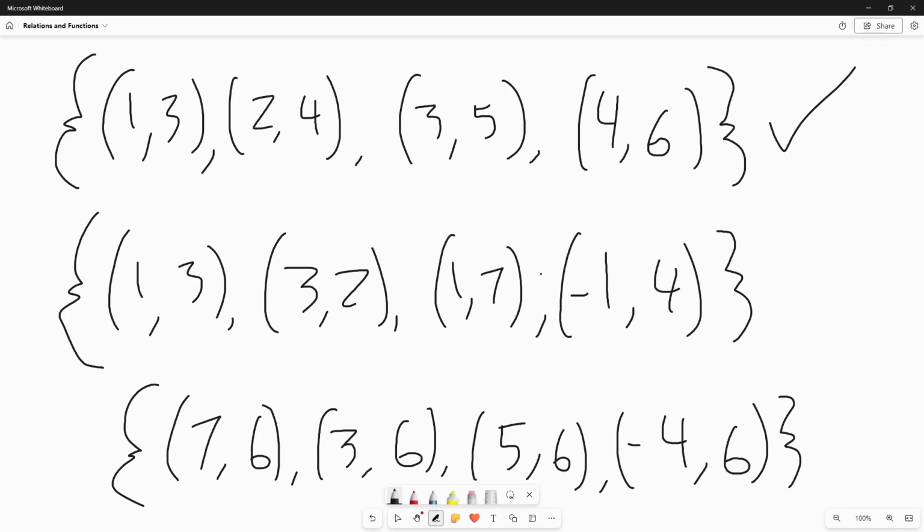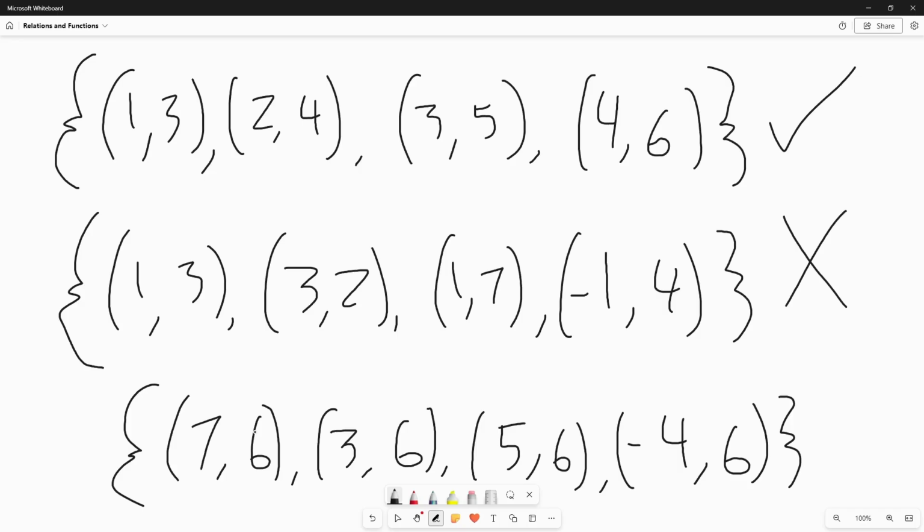Now let's look at the second one. The points are (1, 3), (3, 2), (1, 7), and (-1, 4). And for this one, the x values are 1, 3, 1, and -1. And we can notice that there are 2 points with the x value of 1: (1, 3) and (1, 7). So this one is not a function because a function will not have 2 points with the same x coordinate.